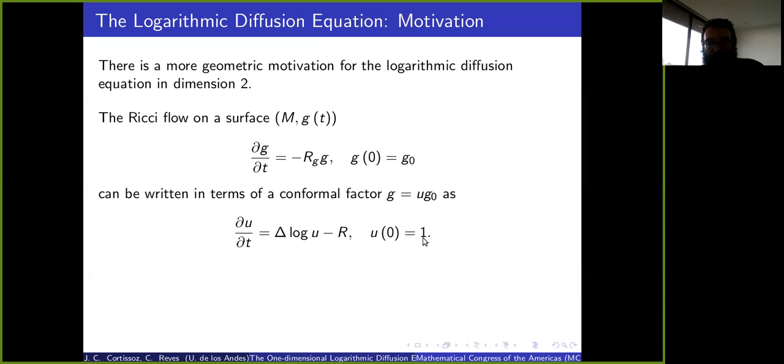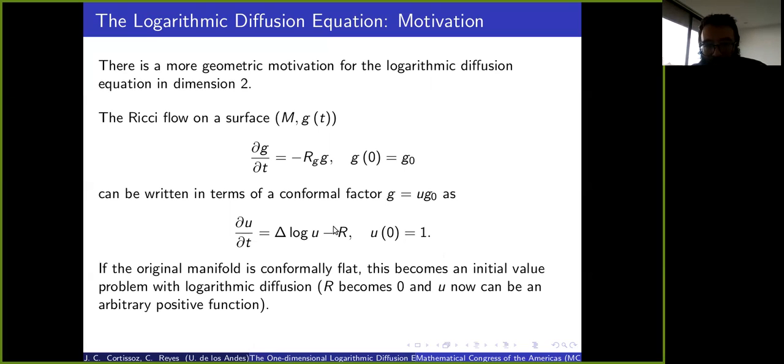And of course, the initial metric is one. At the beginning, you have u equals one, because at the beginning, you have the initial metric. But then, if your initial metric is, for instance, flat, then you can suppress this r, or you can start flowing. Assume that this metric is conformally flat, so you replace this g naught by a conformally flat metric, and then you can suppress this r over here. Of course, u at time zero won't be one anymore, but that might be an arbitrary positive function.